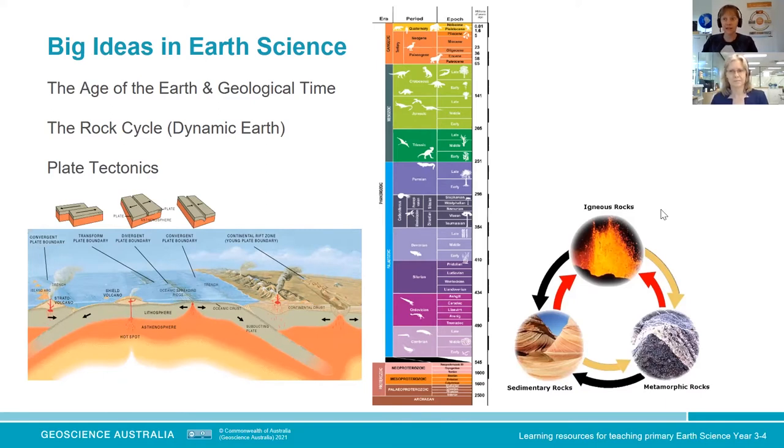The second big idea is the rock cycle. And there's a diagram on this slide which demonstrates a very simple rock cycle process. And this is something that we'll also be talking about today. The third big idea in earth science is plate tectonics. Now, plate tectonics is not something that would need to be talked about for year three, four students. It might come up in year five and six when students in science are studying natural hazards, but the focus of year nine science is plate tectonics.